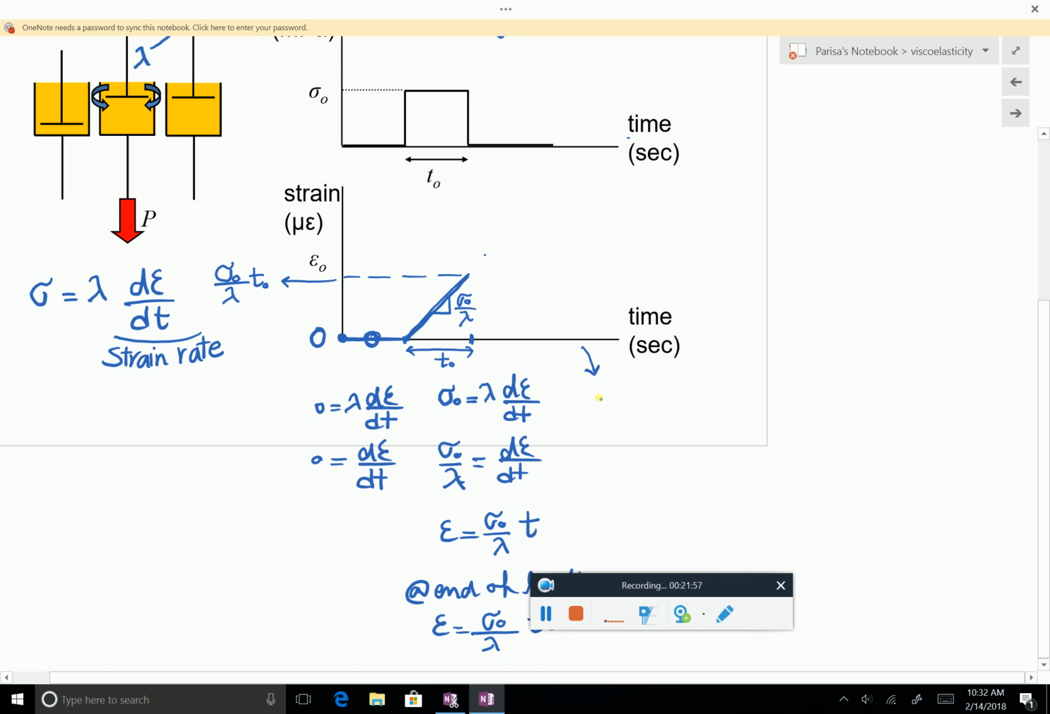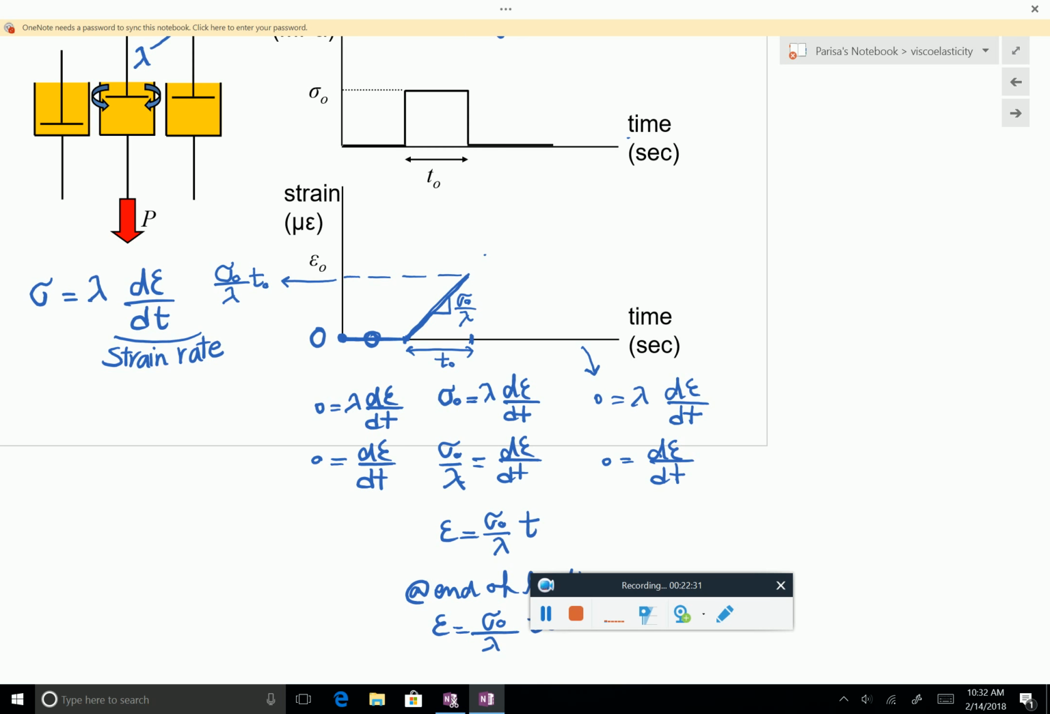When again sigma is 0, I can write this equation, and the change of strain versus time is also 0. However, I'm not starting from 0. What does it say? It says the strain doesn't change. So I got to sigma 0 t0 over lambda, and now I know it won't change. So what happens? It just stays.